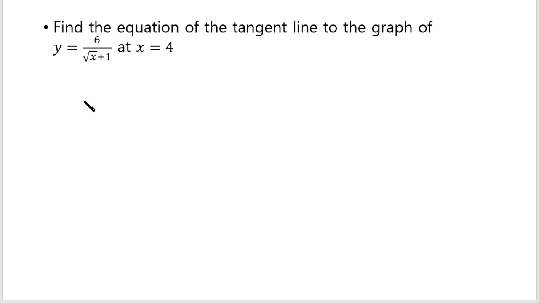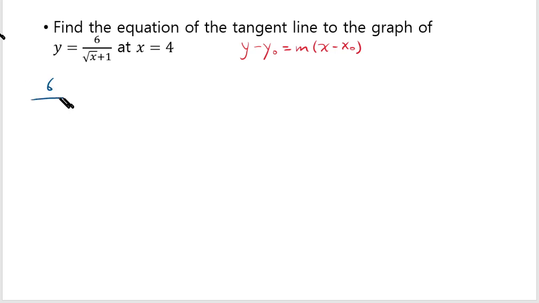Find the equation of the tangent line to the graph of y equals 6 over the square root of x plus 1 at x equals 4. So to get the tangent line of a graph, you need first the point-slope form, and then to get the slope you need to use the derivative. So let's try to find the derivative of this.